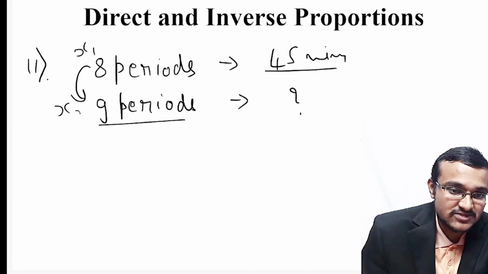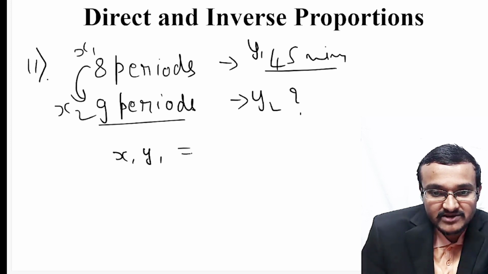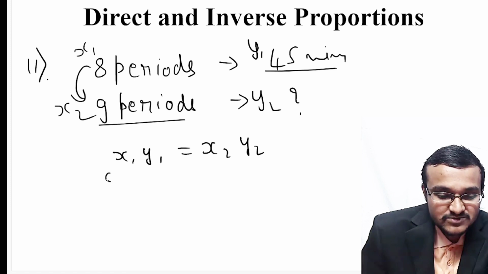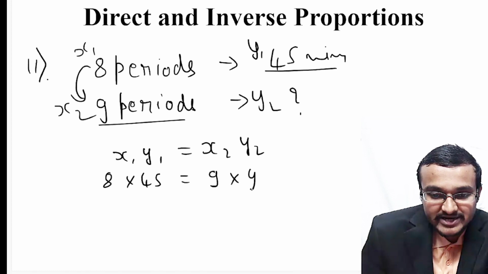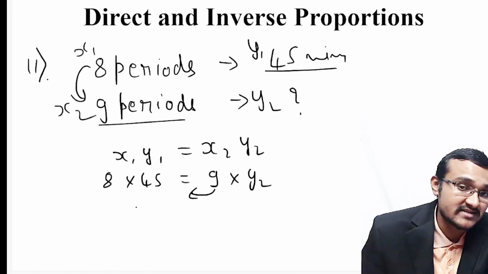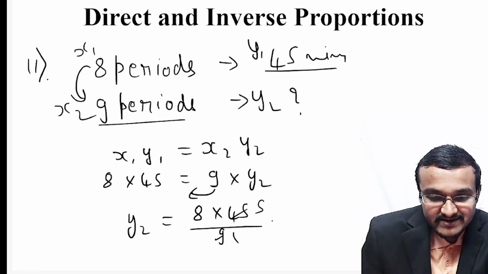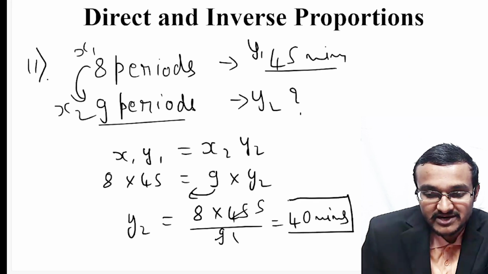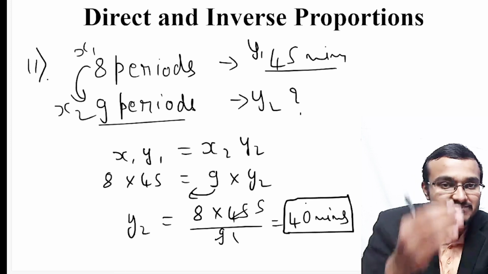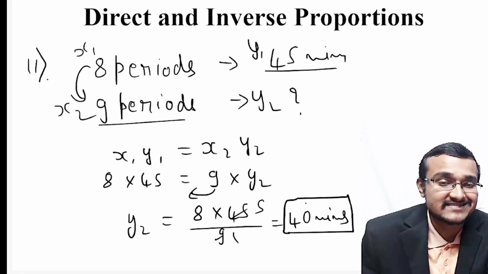So this you can take as x1, this you can take as x2, this as y1, and you have to find out what is y2. So x1 y1 will be equal to x2 y2. What is x1? 8. What is y1? 45 minutes. That is equal to what is x2? x2 is 9 into y2, which you should find out. When you bring 9 to the other side of the equality symbol, y2 is equal to 8 into 45 divided by 9. So 9 ones are 9, 9 5s are 45. 8 into 5 will be 40 minutes. Each period will have 40 minutes so that 9 periods can fit in the same school hours. So 40 minutes is the answer for the 11th question.